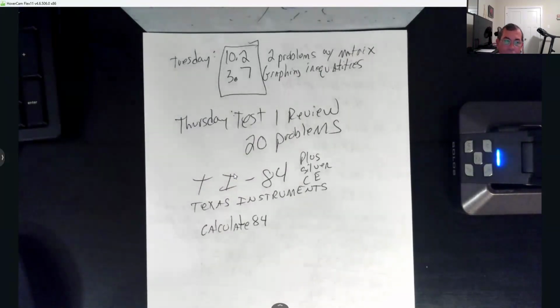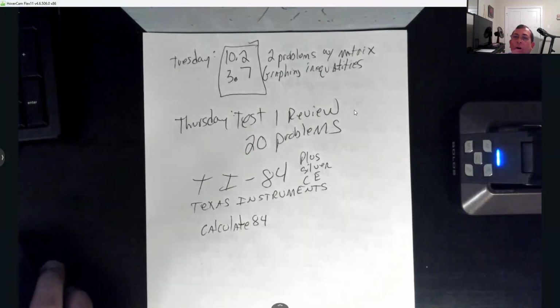So this week was 3.5 and 3.6. That's all you gotta worry about having done for me by Sunday night, okay? Next Tuesday, we're going to knock out 10.2 and 3.7. And then Thursday, like I said, we are reviewing for test 1, okay?